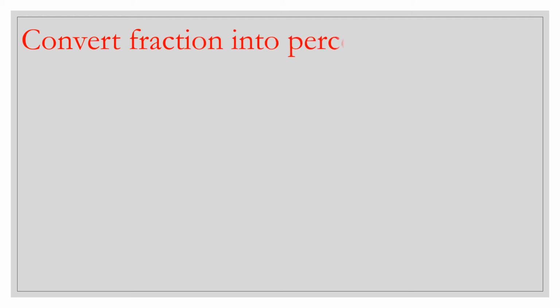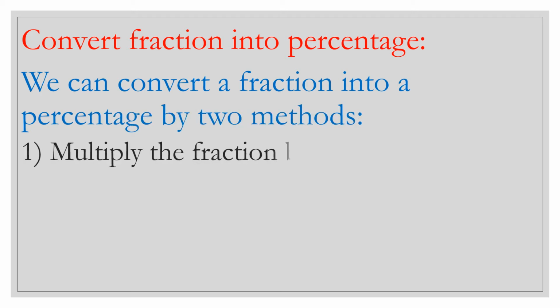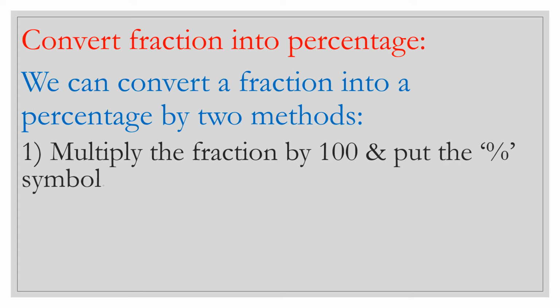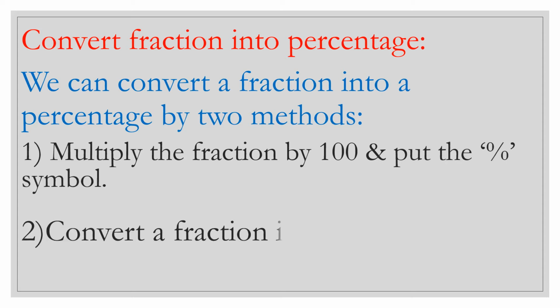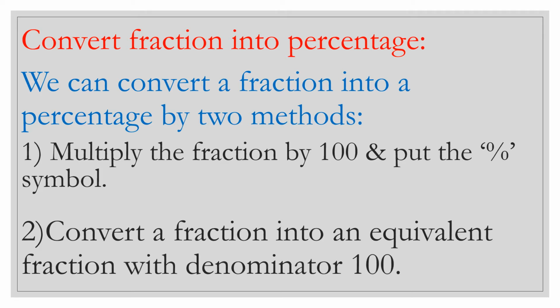Let's start with our first topic, convert fraction into percentage. We can convert a fraction into a percentage by two methods. Number 1, multiply the fraction by 100 and put the percentage symbol. Number 2, convert a fraction into an equivalent fraction with denominator 100. Both the ways will give you the right answer, so you can choose whichever will be easier for you to do. Let us solve some questions to understand it in a better way.